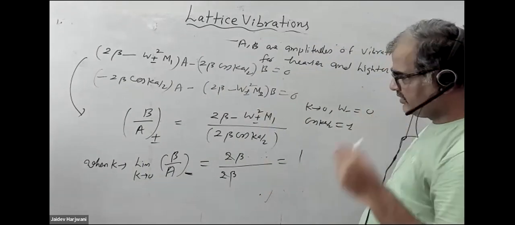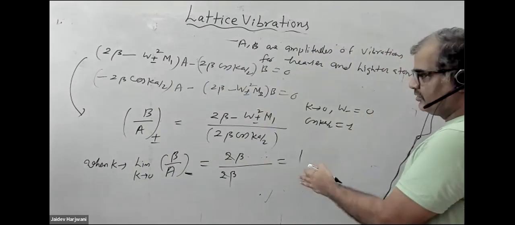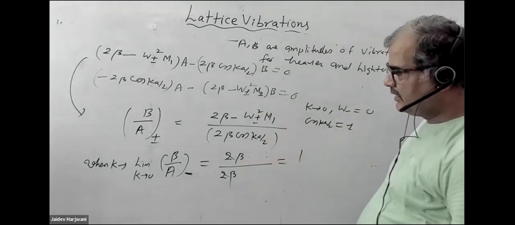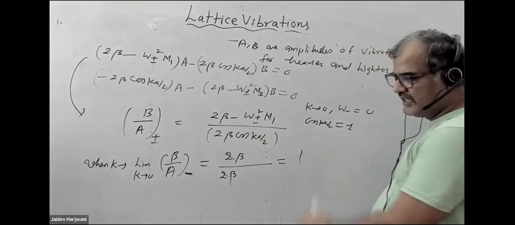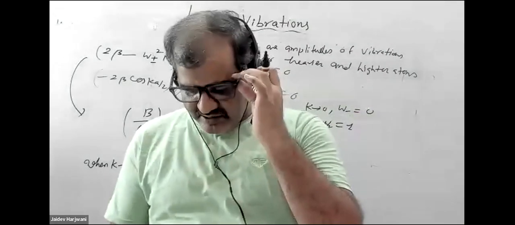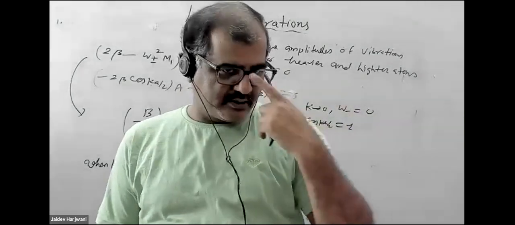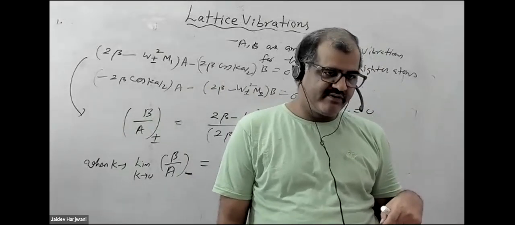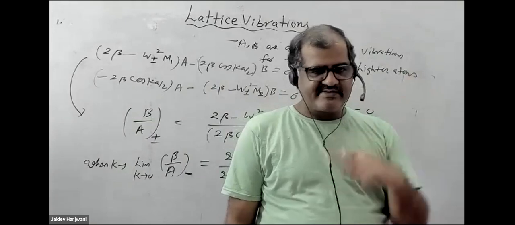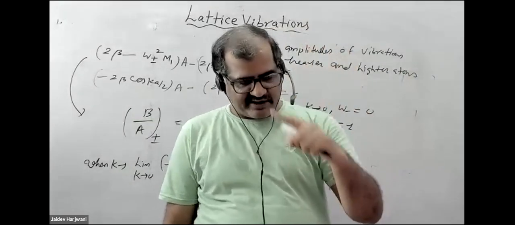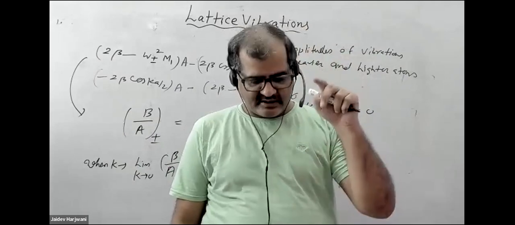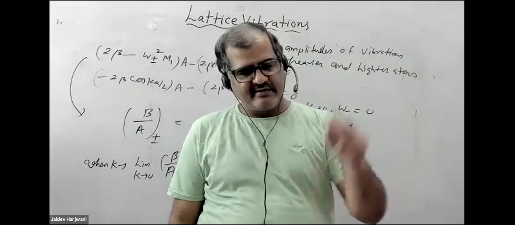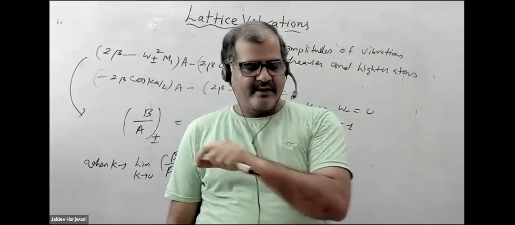Okay, so when your k tends to 0, or k is equal to 0, you will always get b by a equals 1. Both the atoms will be in the same phase. Now we have taken 2 atoms per lattice point, which we call a primitive cell. Earlier we had 1 atom in 1 primitive cell. Now we have 2 atoms in a primitive cell, so we are getting 2 branches. If we put n particles in 1 primitive cell in 1D, you get n branches.